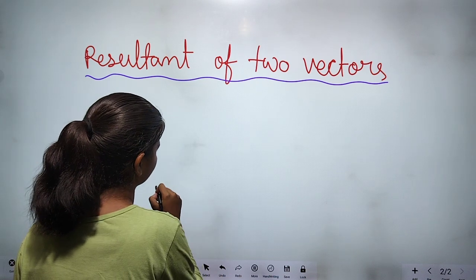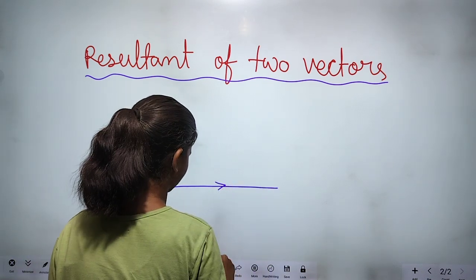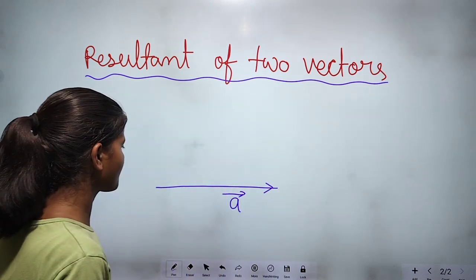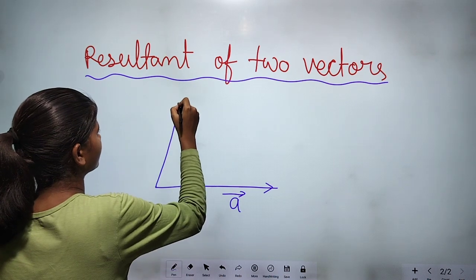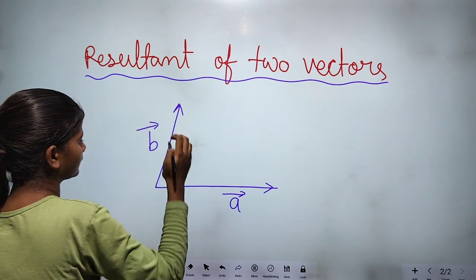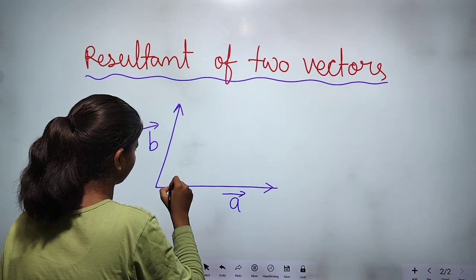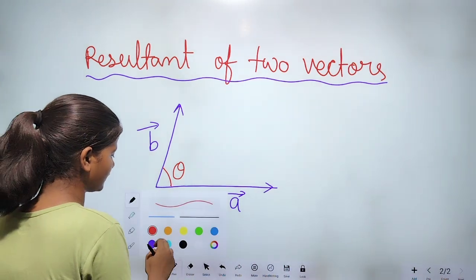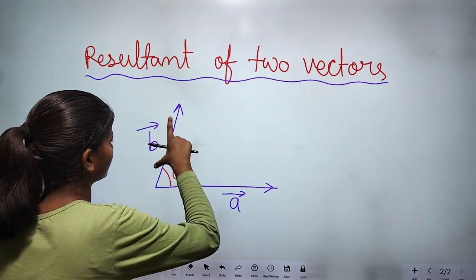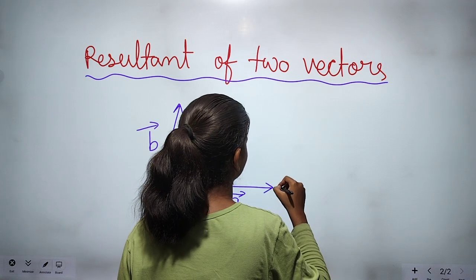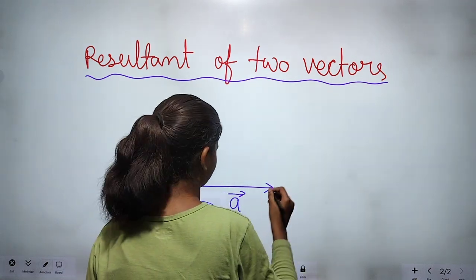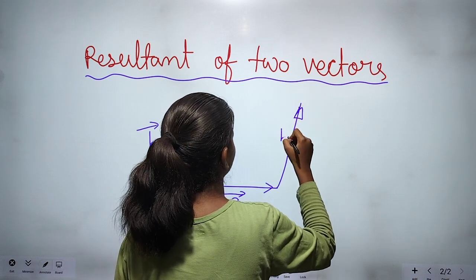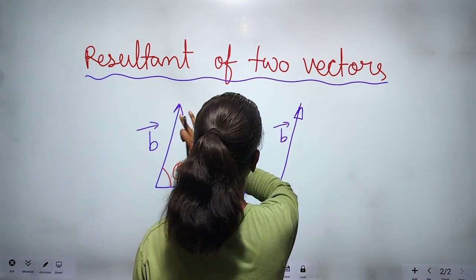First, let's draw one vector. Okay, so this one is our A vector. Let this one be our B vector. And the angle between these vectors is theta. Now we will set this vector parallel. So this one is our B vector. We set this vector parallel.